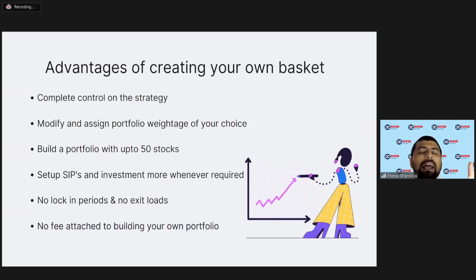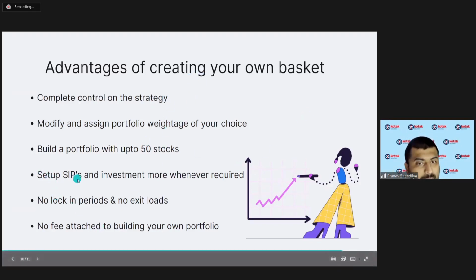You should not ideally diversify your portfolio into more than 15 stocks, because at that point of time, you will not be able to beat the index generally. It will try to mirror the index. So you want to keep it neither over-diversified nor taking exposure to 1 or 2 stocks. So the sweet spot is somewhere around 10 to 15 stocks. Then again, even by creating your own basket, you can set up SIPs and you can invest more whenever required.